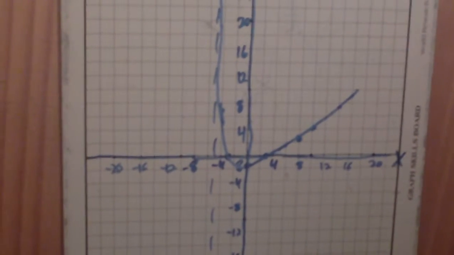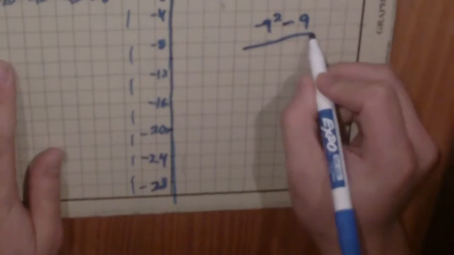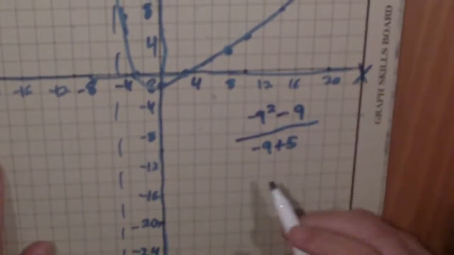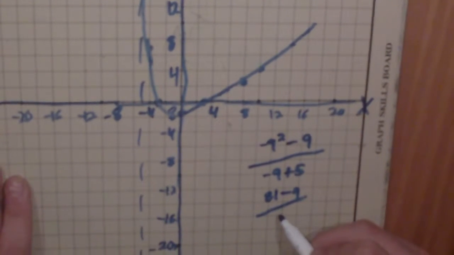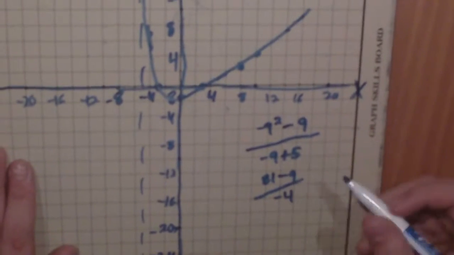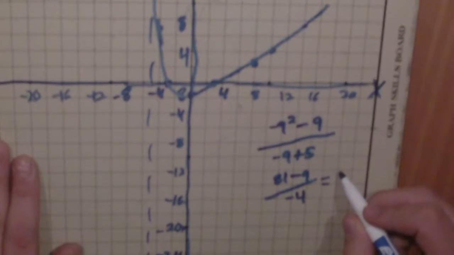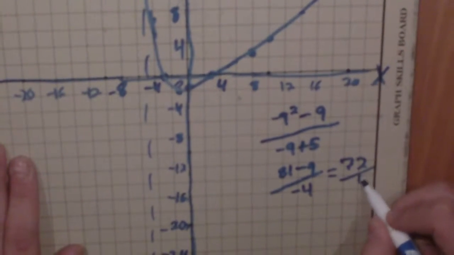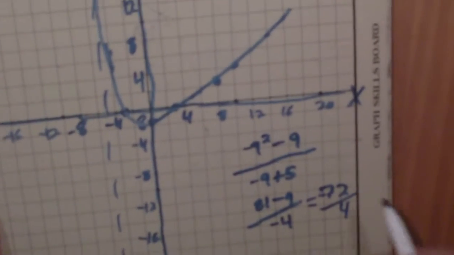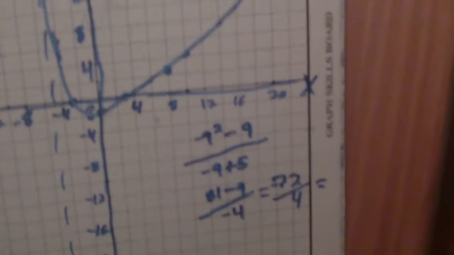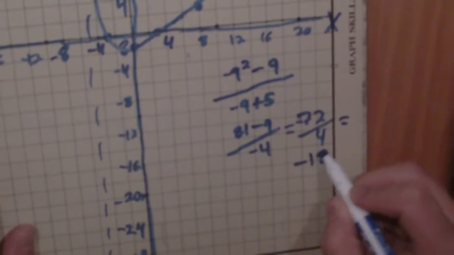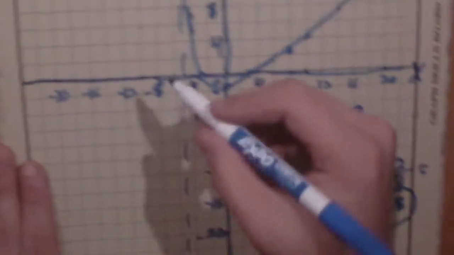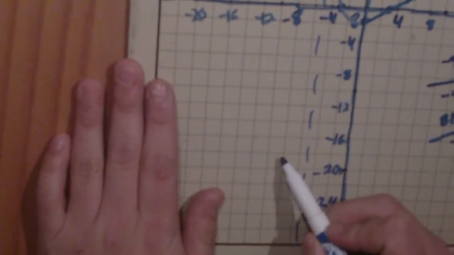Alright, we'll continue plugging points in past the asymptote. We'll start out with negative 9. So negative 9 squared minus 9 over negative 9 plus 5, which is 81 minus 9 over negative 4, which equals 72 over negative 4, which is negative 18. So now you know that negative 9 is negative 18 on this graph, which is roughly right here.